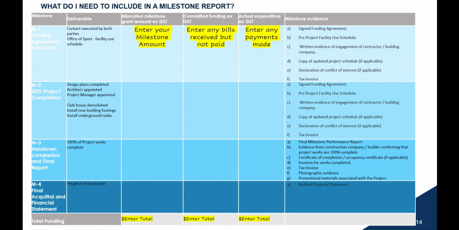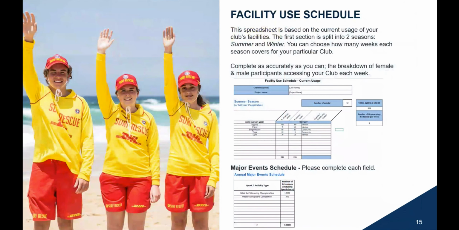You'll complete 2 facility use schedules. So you will complete the first facility use schedule as supporting documentation for milestone 1, and you'll need to do another one 12 months post-project completion. This way we can measure the difference the project has made on the usage of your club. So we want to see a return on government expenditure. We want to see the difference it makes.